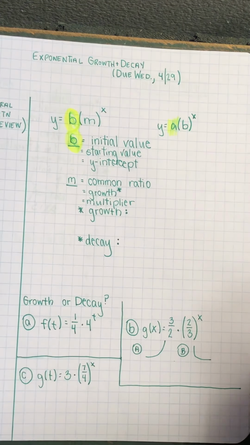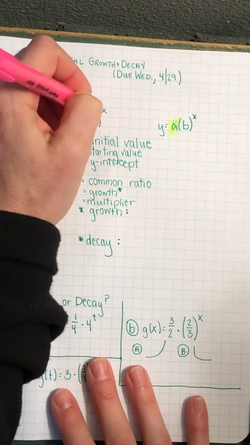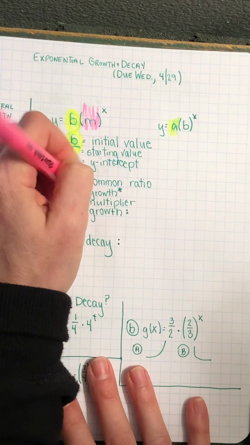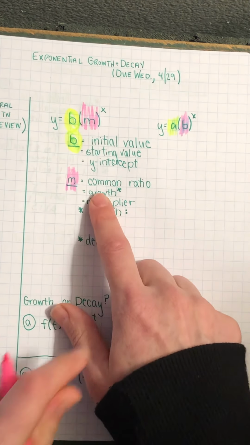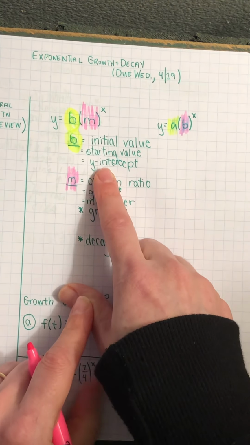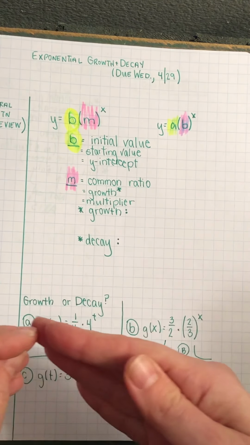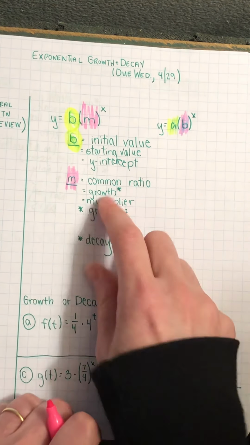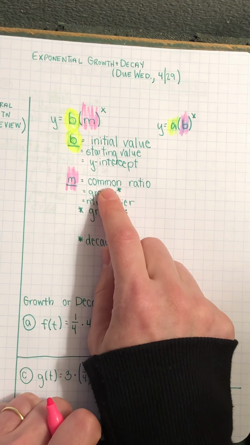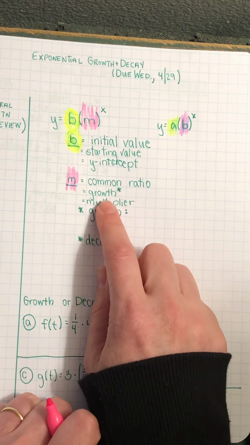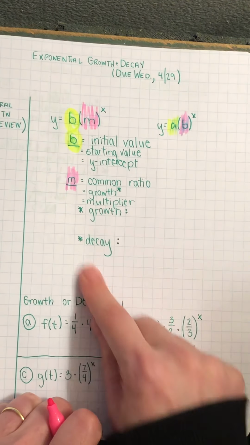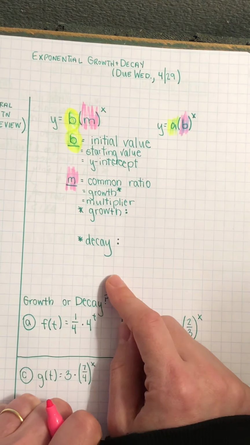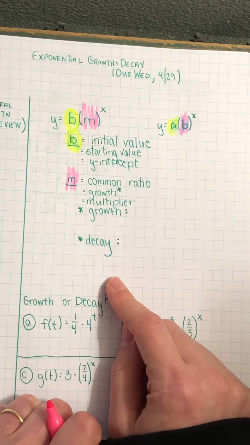And then the m, the constant m, you'll see that in textbooks too. I like this one because it corresponds nicely to y equals mx plus b. So m, you're going to hear it called the common ratio a lot, growth and multiplier. And so as we're talking about growth and decay, let's do this. This is a little addition to our notes.